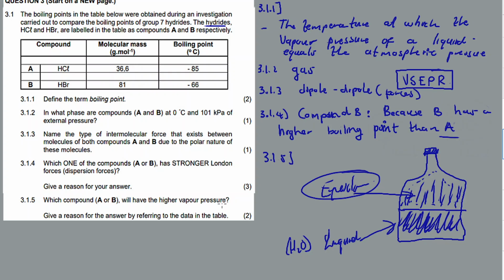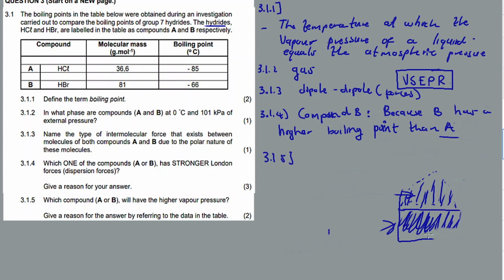So therefore, the liquid or compound that boils quickly will have a higher vapor pressure. There's an inverse proportion relationship between vapor pressure and boiling point. The higher the boiling point, the lower the vapor pressure. The lower the boiling point, the higher the vapor pressure.